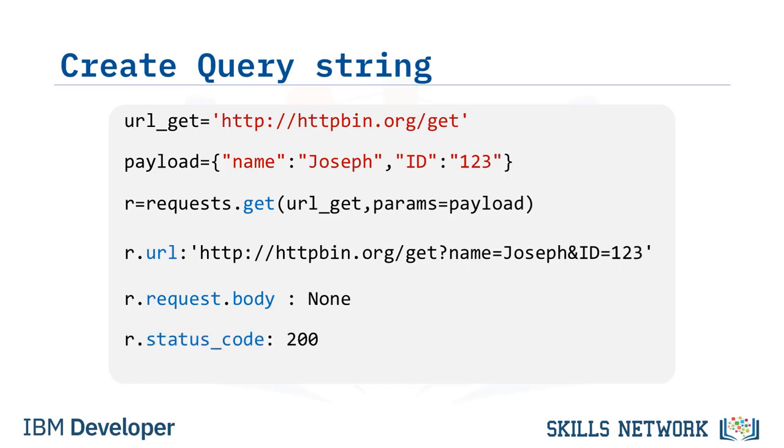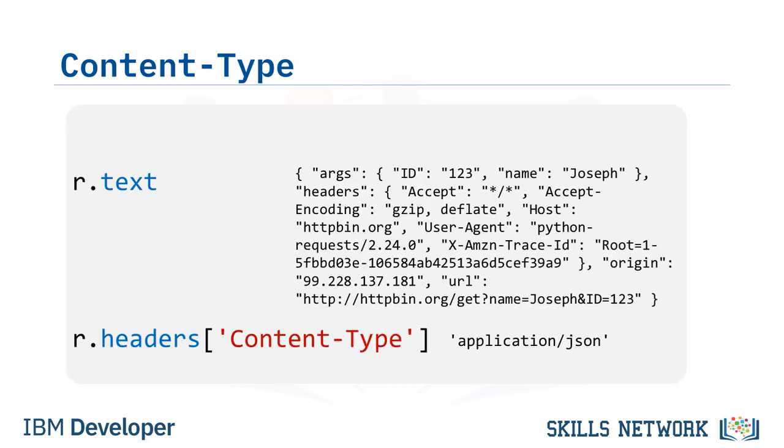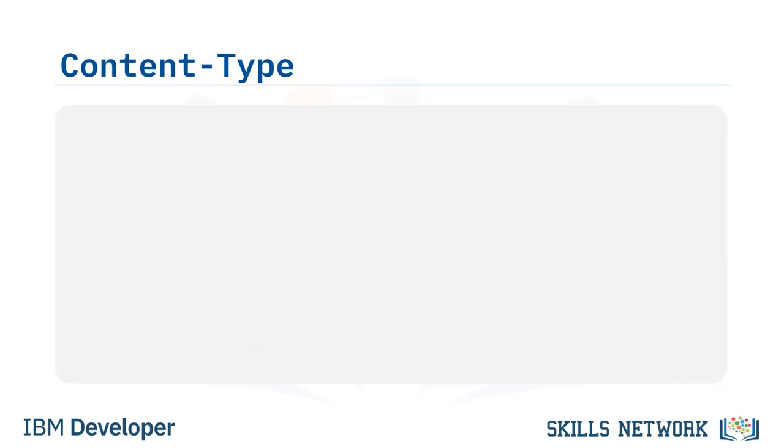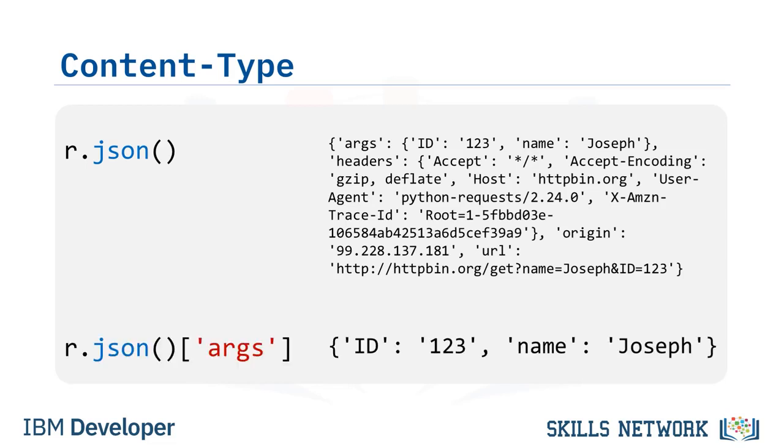We can print out the status code. We can view the response as text, and we can look at the key content-type to see the content type. As the content type is JSON, we format it using the method json. It returns a Python dict. The key args has the names and values for the query string.